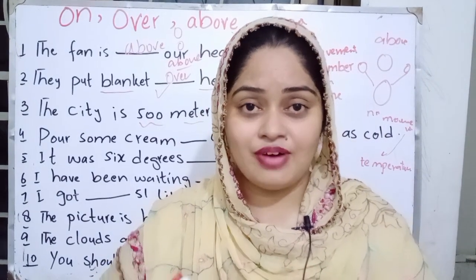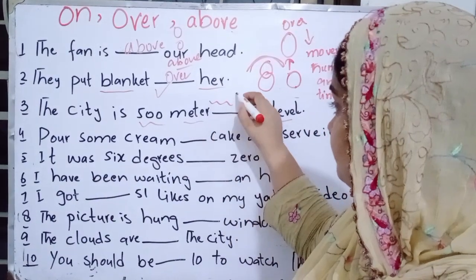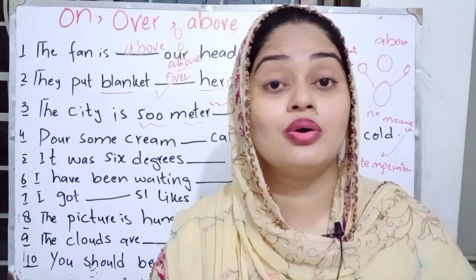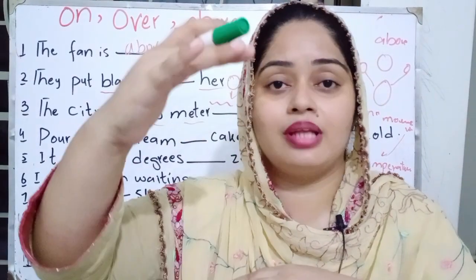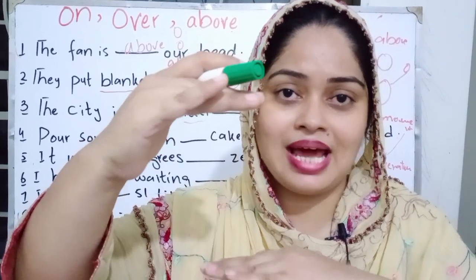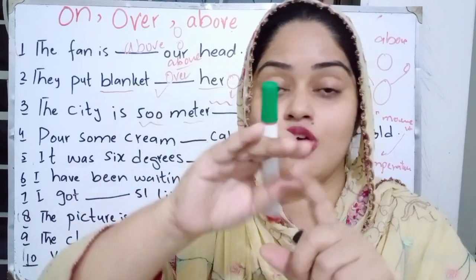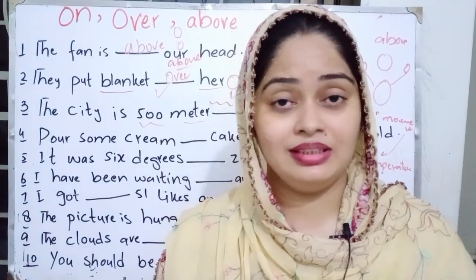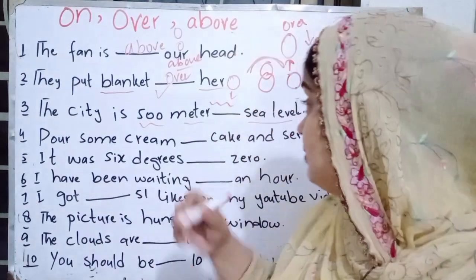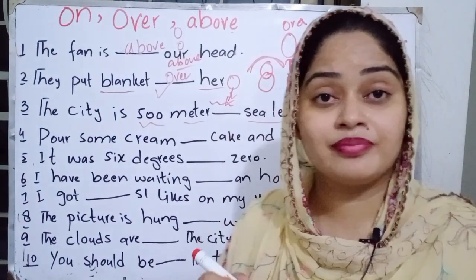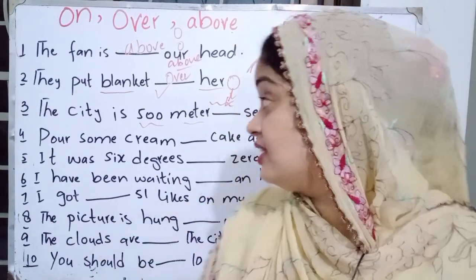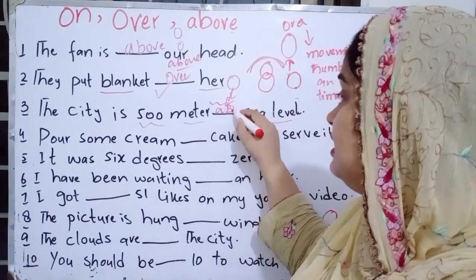Next, the city is 500 meters above sea level. Now this is the sea, this is the village. There is no direct contact. It might be on the mountain, so there is no direct contact. The village is not covering the sea level. It does not mean that this village is directly touching the sea level. So you should say the village or the city is above the sea level.